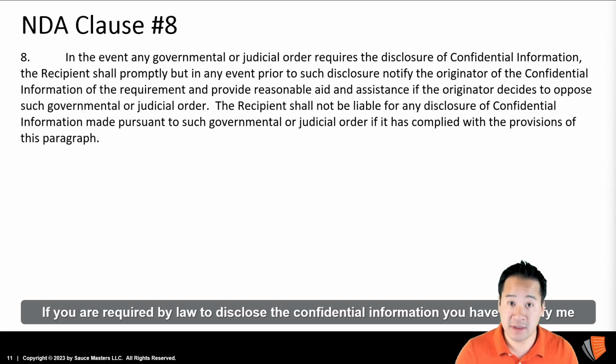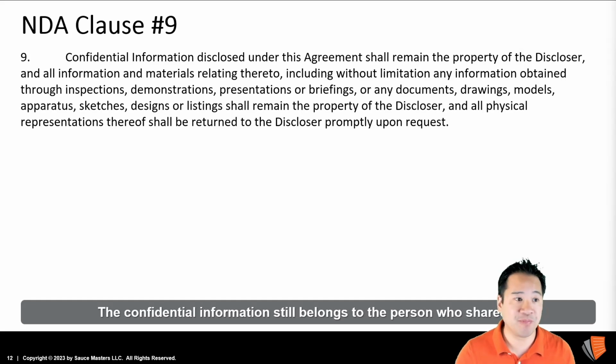But you've got to tell the disclosure of the information that, hey, I was forced by the government or a judge in order to do that, and I got to let you know. That's what that means. Clause number 9 effectively means the confidential information shared under the protection of this NDA still belongs to the person who shared it. So just because you told someone your confidential information, how your software works, it doesn't mean they all of a sudden own it.